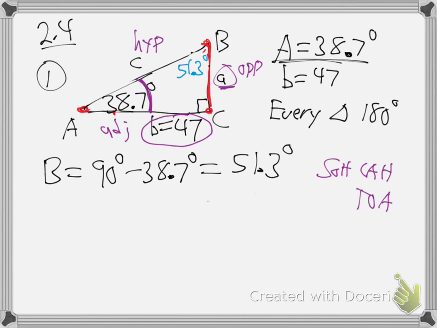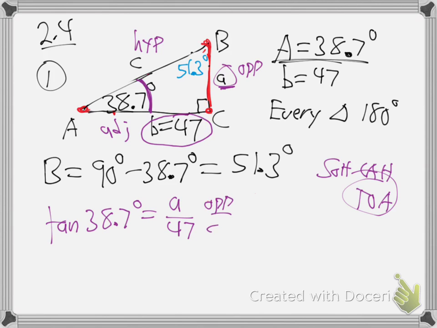Opposite, adjacent, TOA, tangent. So tangent of 38.7 degrees is going to be little a, which I don't know yet, over b, right? It's opposite over adjacent, isn't it? It's little a over 47. So I can use that to solve for little a. So that trig relationship is allowing me to solve for little a there.